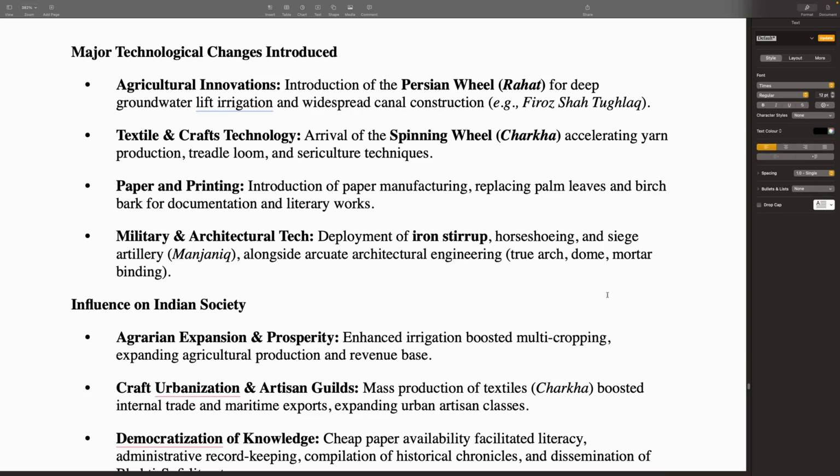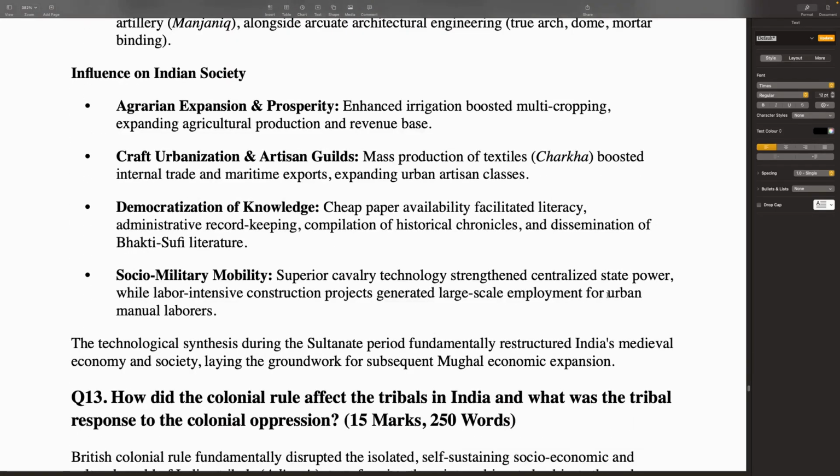Influence on Indian society. Agrarian expansion and prosperity: enhanced irrigation boosted multi-cropping expansion, agricultural production and revenue base. Craft urbanization and artisan guilds: mass production of textile boosted internal trade and maritime exports, expanding urban artisan classes.